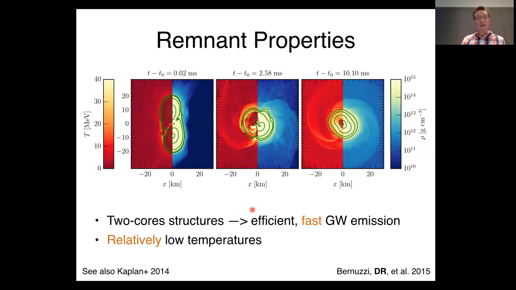But we basically find that the thermal support to the hypermassive neutron star is negligible. This confirms also previous results by Kaplan and collaborators. Most of the support actually comes from rotation.